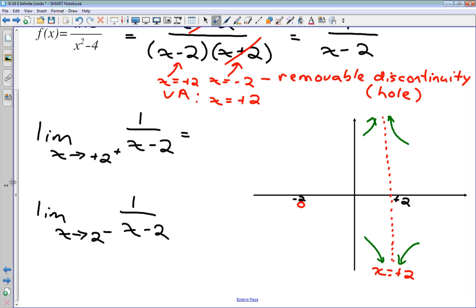Now, to get a sense of what's going on, if x is approaching positive 2 from the right, we're approaching it from a value of x that is slightly larger than 2. So it might be helpful just to imagine putting in a value for x that is slightly larger than 2, maybe 2.1. So what happens when I put 2.1 into this, trying to evaluate this limit by direct substitution? Well, my numerator is going to be 1, and my denominator is going to be 2.1 minus 2, which gives me 0.1. What I'm interested in here is the sign of my numerator and the sign of my denominator. My numerator is positive, and my denominator is positive as well.